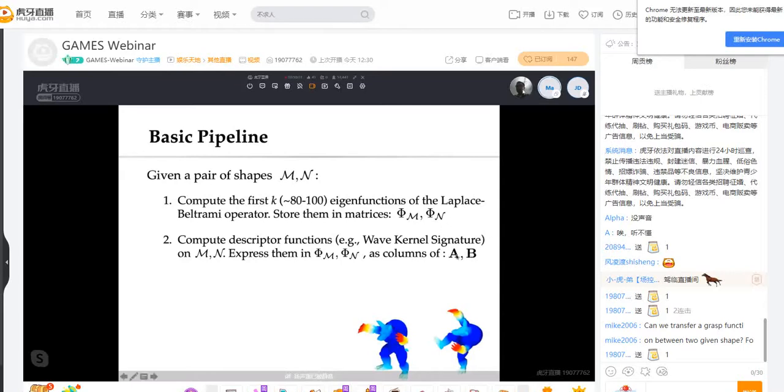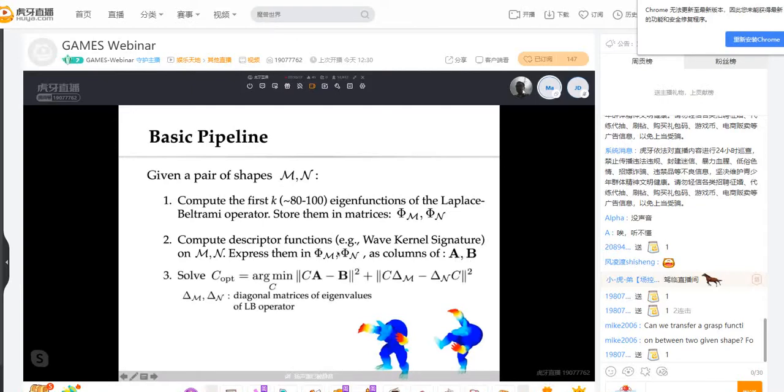Here I use bold notation. A and B basically means these are coefficients with respect to some basis, but they're still matrices. And then we find the optimal functional map by solving for the C that minimizes a sum of two terms. The first term says I want to find a mapping C that preserves the descriptors. So for every column of A, after I apply C to it, I should get the corresponding column of B. This is what is called descriptor preservation.